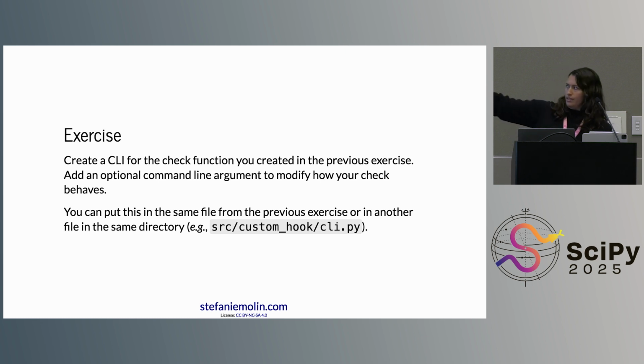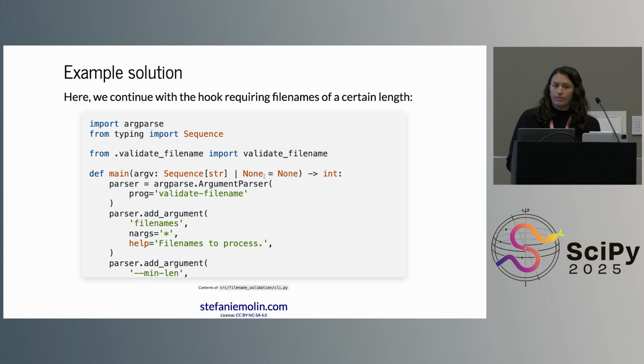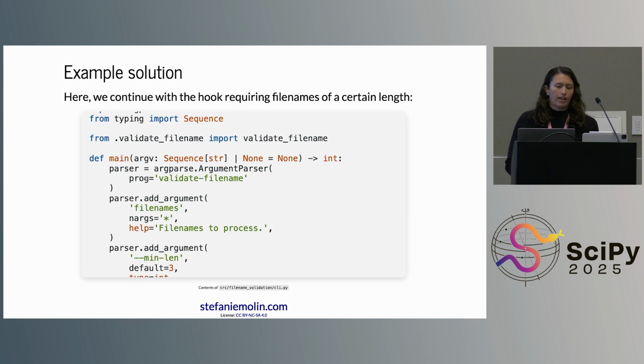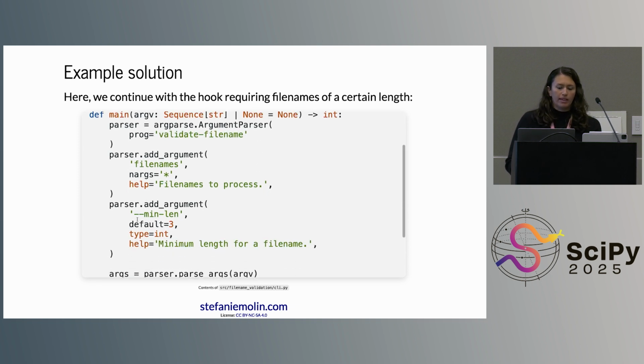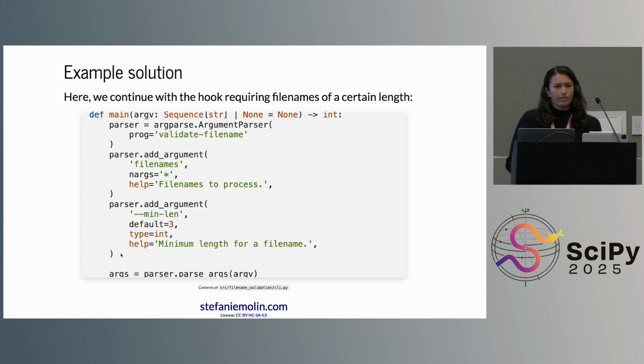And you can put it in a separate file like cli.py. So for the file name lengths, we essentially, again, just copy over the same stuff, and we set a different name for the hook. In this case, it's validating the file names. And then I also have an argument for the minimum length. And this has a default, so if someone doesn't provide it, it's still going to use 3.